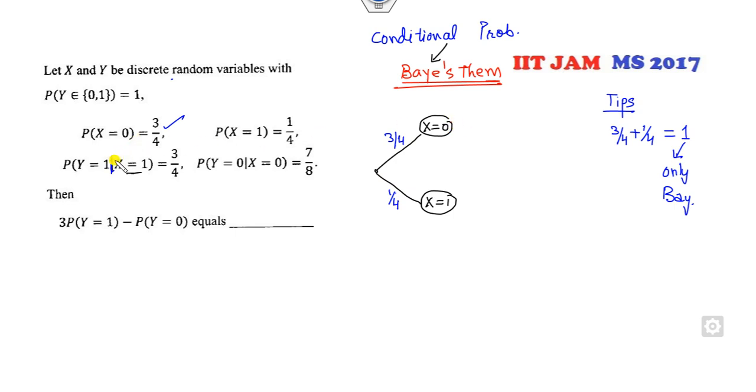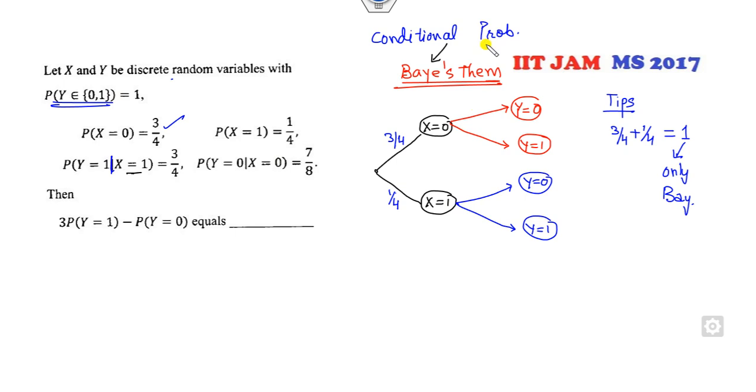Now there are two cases. Either y is 0, this is the first case, or y is equal to 1. Fine. Similarly, you have this case also, y is equal to 0 or y is equal to 1. Now since y has only two elements, when x is 0, y is equal to 0, the answer is 7 over 8. So since y has only two elements, this pair is 1 over 8. X is equal to 1, y is equal to 1, so this is 3 over 4 and this will be 1 over 4.